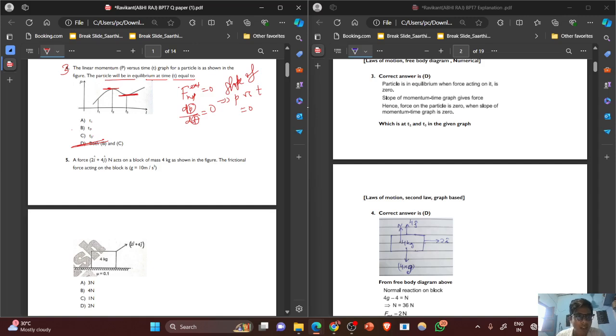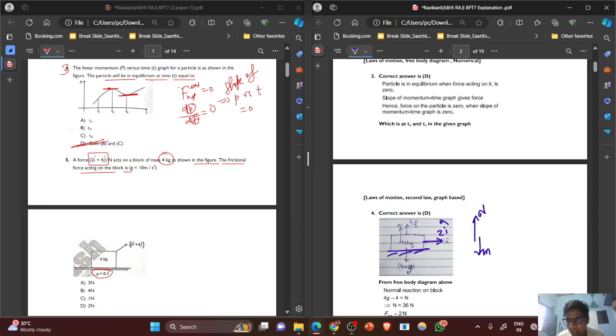Now see, it is telling that a force in the x direction and a force in the y direction are acting on a block of mass 4 kg as shown in the figure. It is asking about the frictional force acting on the block. As you can see, the mu of the surface is given and the force is given. In the explanation, in the x direction there is a force which is 2i cap. In the y direction, due to the ground there is a normal force acting upward, mg downward, and one force 4j cap in this direction.